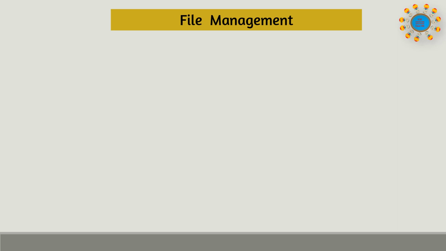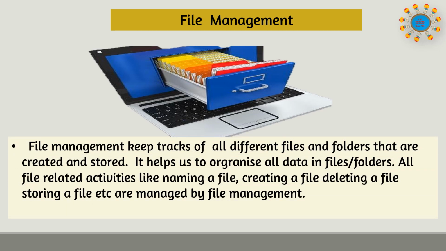Coming to file management, we know computers use a lot of files and folders. That means whenever we are saving something, saving a file, we will save it either in the primary memory or secondary memory, and folders are created. The file management system keeps track of all the different files and folders that are created and stored, and it helps us to organize this data in files and folders, and all the file related activity.